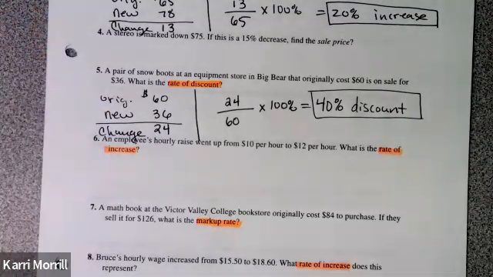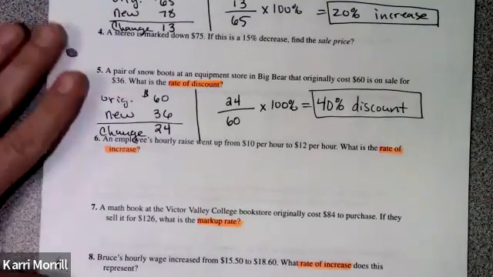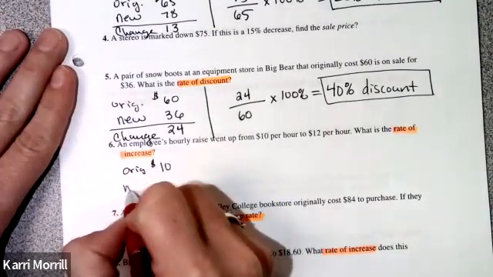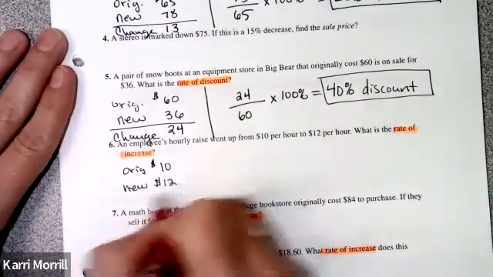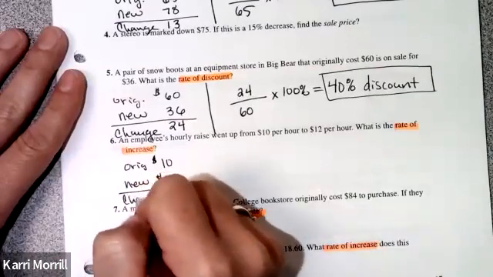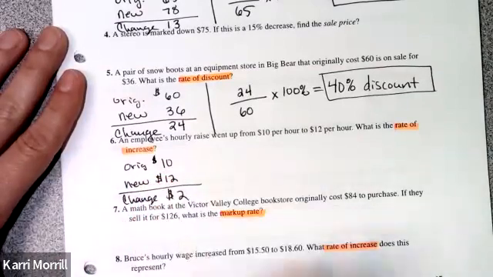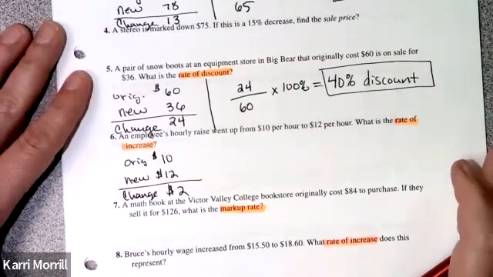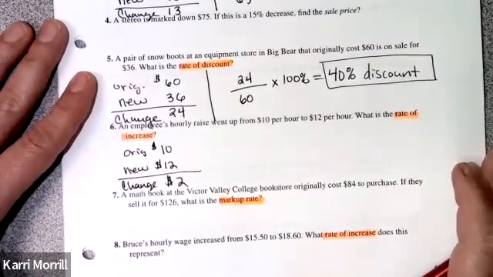Let's look at number 6. Number 6 says an employee's hourly raise went up from $10 per hour to $12 per hour. What is the rate of increase? Like maybe they want to know what percent increase is my salary now. So your original is $10. Your new hourly is $12. Your hourly amount went up $2, right? The difference between those two things is $2. You got a $2 raise. That's what the change is representing.